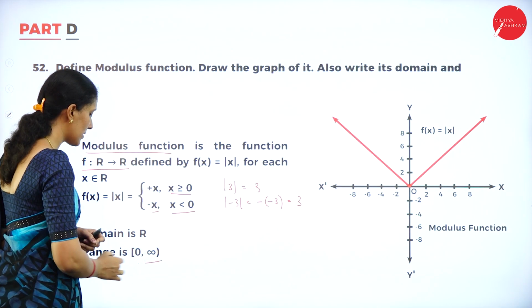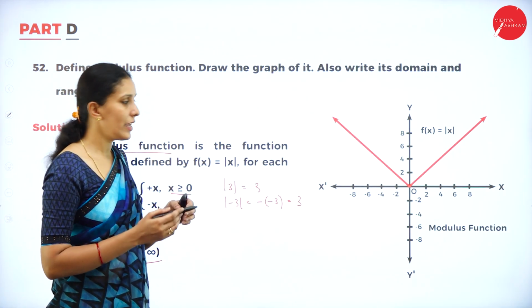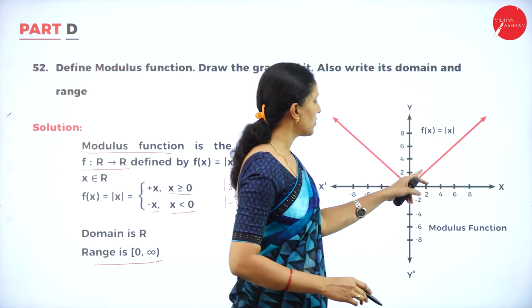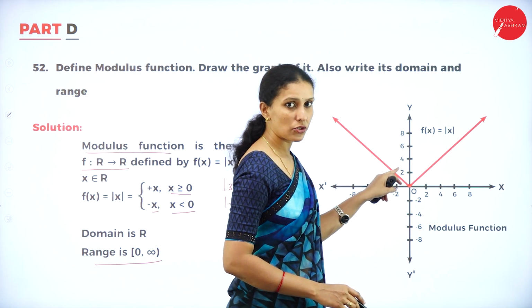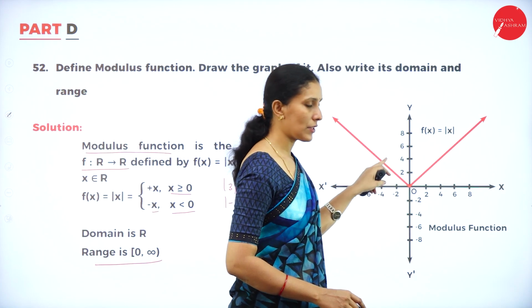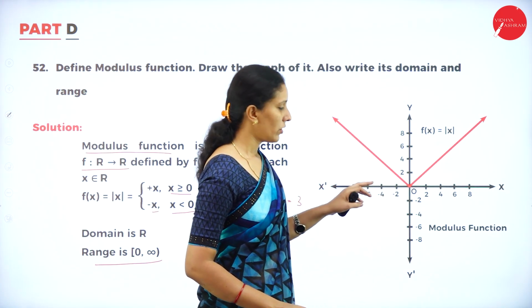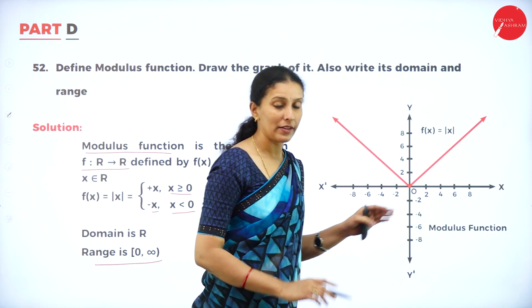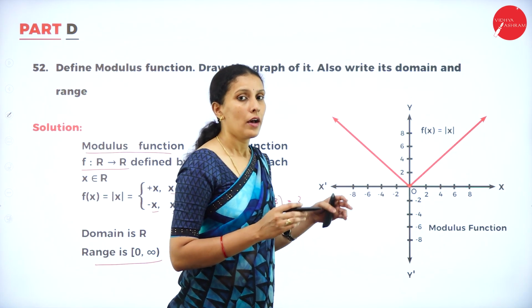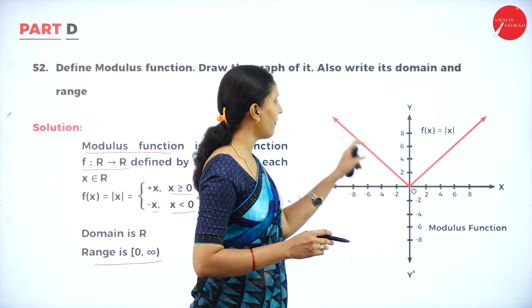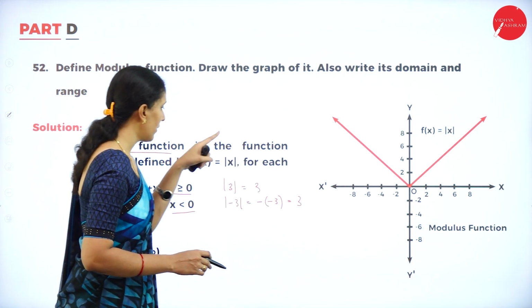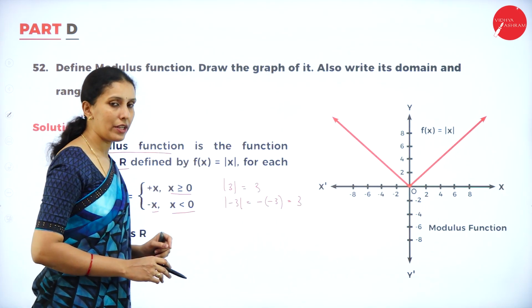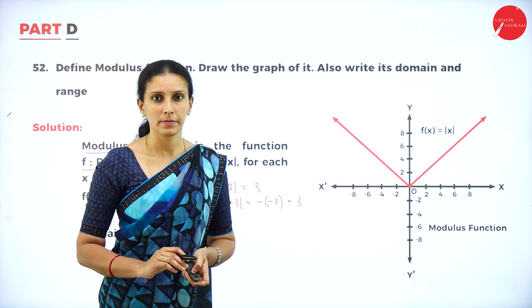And the range is 0 to infinity, because for any real number, for 2 it is 2, for 4 it is 4, for 6 it is 6. But for minus 2 it is plus 2 only, for minus 4 it is plus 4, for minus 6 it is 6. So for any value of x, whether it may be negative, 0 or a positive real number, the graph of the modulus function will be like this. So writing the graph, definition, domain and range carries 5 marks.